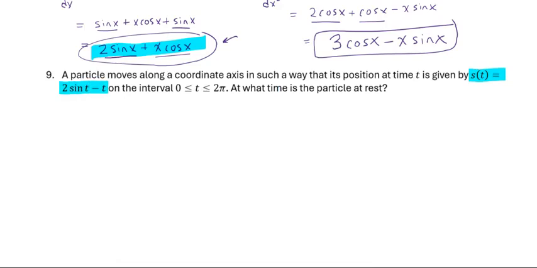Now, this is a funny little story, of course. Imagine, you have an axis here, right? This is just the t-axis. And from the time 0 to time 2 pi, our particle is just moving around on the axis.